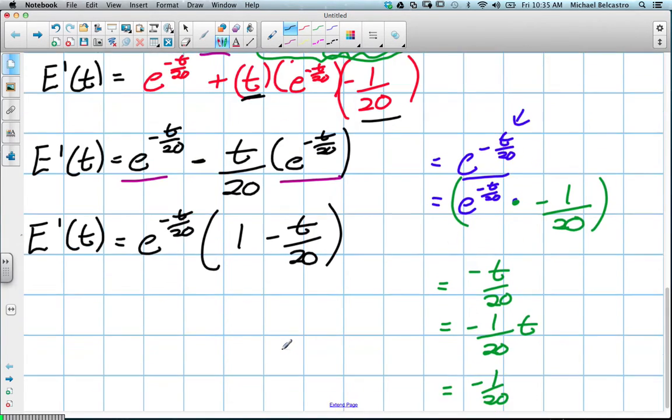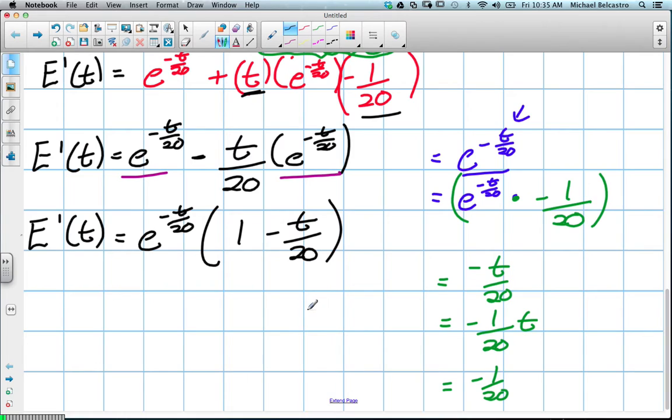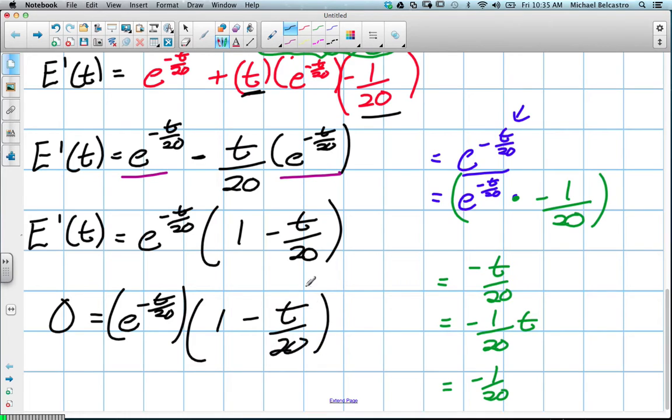Now remember, when we derive this, the whole goal is to set it equal to 0. So we want to set this equal to 0 to find our critical points. Our critical point: 0 equals e to the power of negative t over 20 multiplied by, so this is a function in itself, let's say, 1 minus t over 20. Now, I want to show you this. This is an exponential function. e is a value.